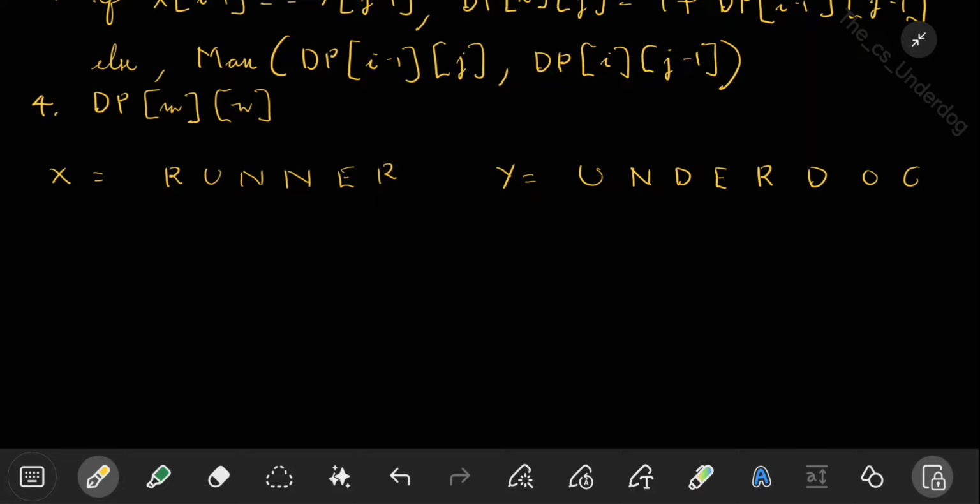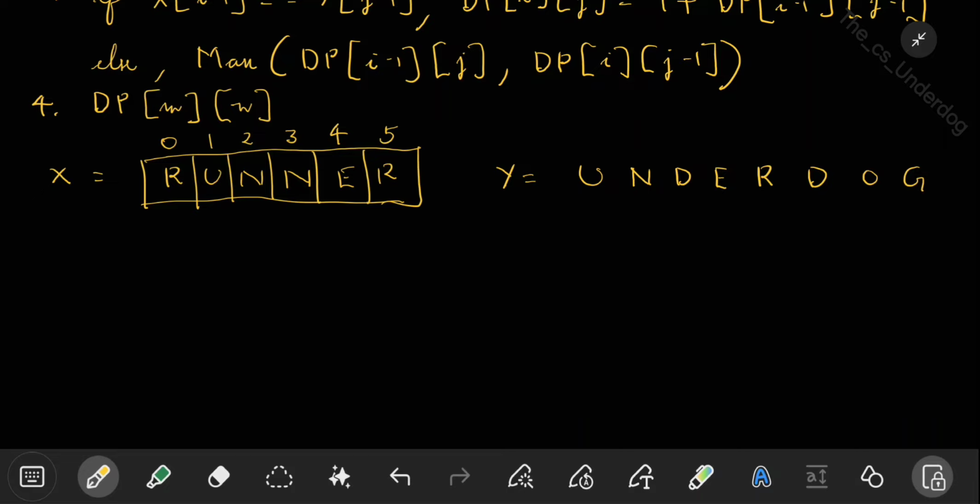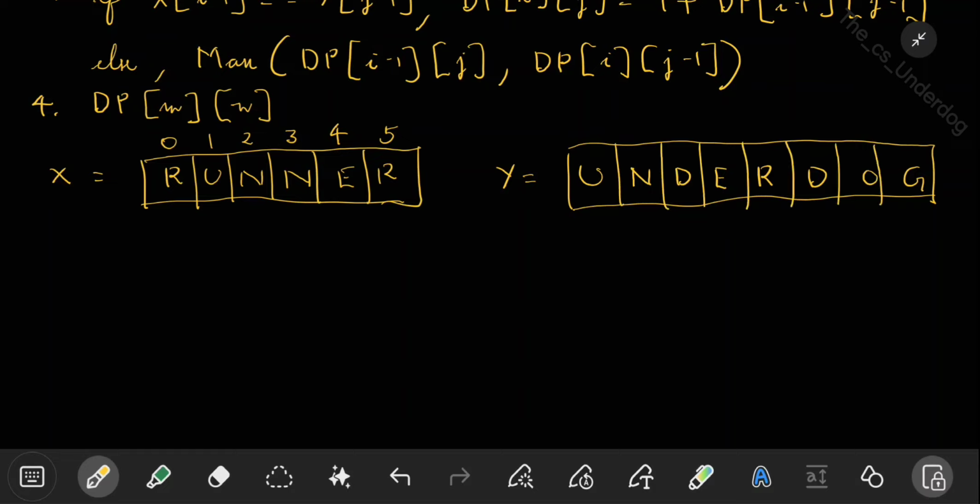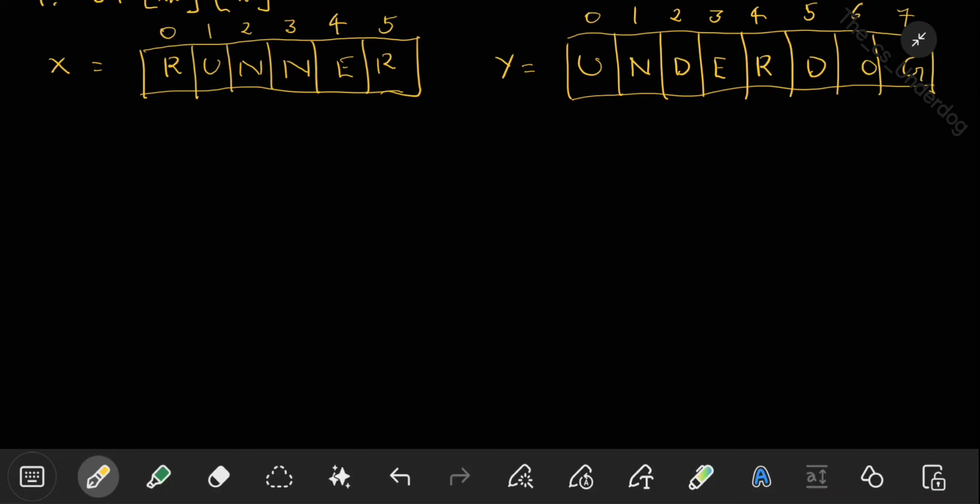Underdog. This is your second string. I'll just put indices to these so that you'll understand what are the index numbers. While comparing, this will be easier. So 0, 1, 2, 3, 4 and 5. These are the indices. What about y? Y is also, let us say this is the string underdog. Underdog is having indices 0, 1, 2, 3, 4, 5, 6 and 7. We are going to find the longest common subsequence between runner and underdog. Let us see what is the longest common subsequence here.